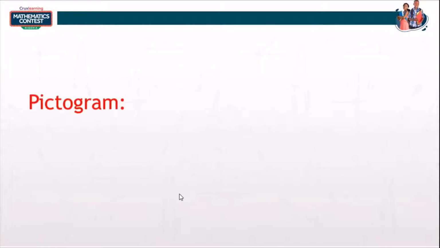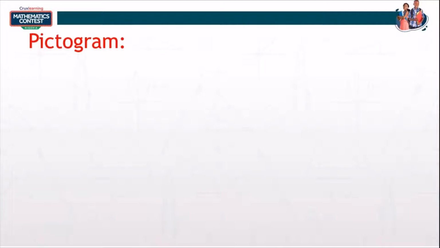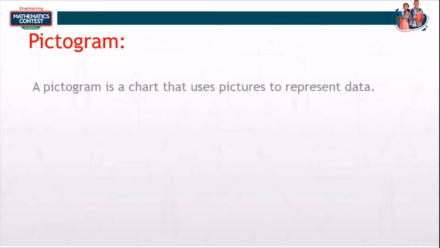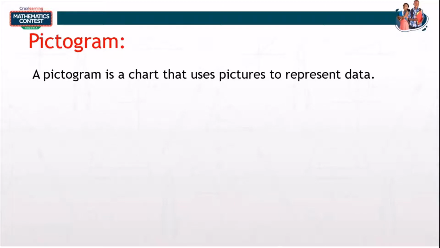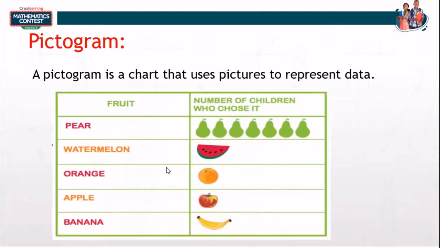All right, so another way you can represent your data is a pictogram. A pictogram is a chart that uses pictures to represent data. You draw the picture of the item. You can tell us that one item represents this and all that. You can even decide to just put them the number of times they appeared. But when there are too many, we encourage you to say one item represents 5, represents 10, and all that.